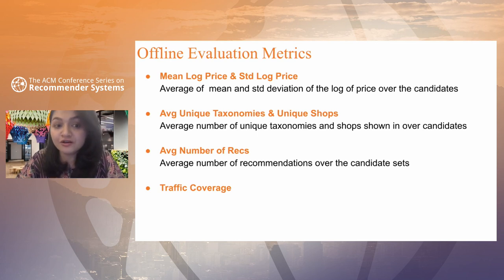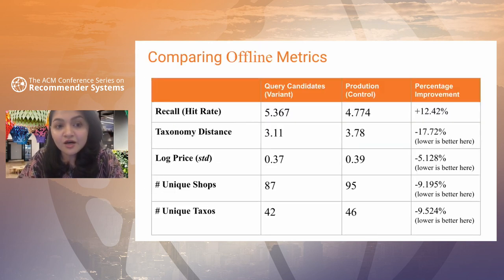For an item-to-item recommendation module, we want our candidates or recommendations to be closer to the target item because the product requirement is that we want to show similar items to the user because the user has shown some interest in the current product page they are at. We also evaluated some additional metrics such as average number of recommendations and coverage to assess the efficacy of our method. So given all these evaluation metrics, how did our offline numbers look?